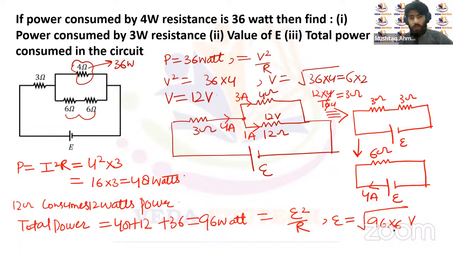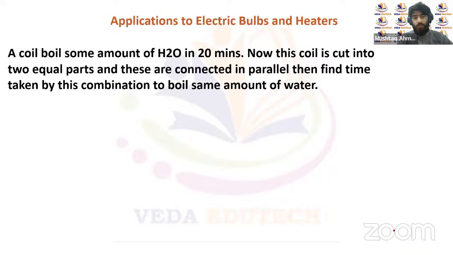So we calculated the power consumed by the 3 ohm resistor. We calculated the total power consumed in the circuit, and we also calculated the EMF of this battery E. So let's move on to the next question.